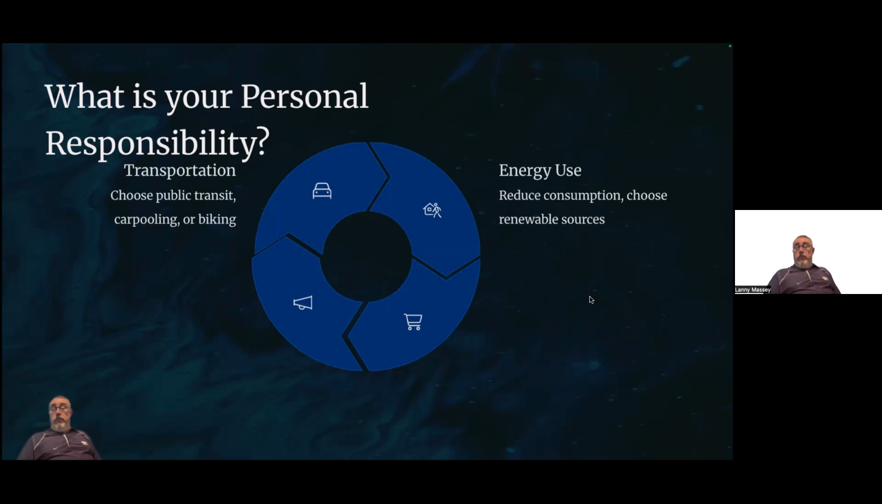Energy use, being able to reduce the consumption of energy that we're using. We talked about that a little bit with fossil fuels. If we can reduce that, that will help reduce our air pollution. Things that are a little more environmentally friendly and prevent a lot of air pollution would be like wind generators, solar panels, things of that nature. They are becoming more and more prevalent throughout our world.